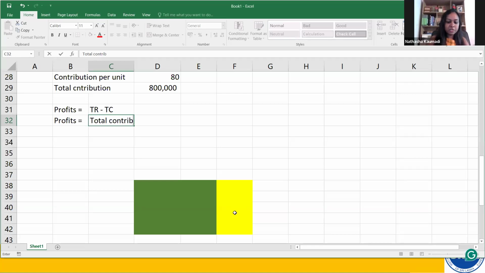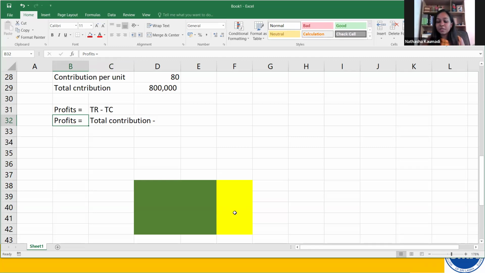Total contribution minus what? With the knowledge you have after our discussion, now you can tell me the answer. Our usual normal formula to calculate profit is TR minus TC. But if we have total contribution, by deducting something from the total contribution, we can calculate our profits. Very good.